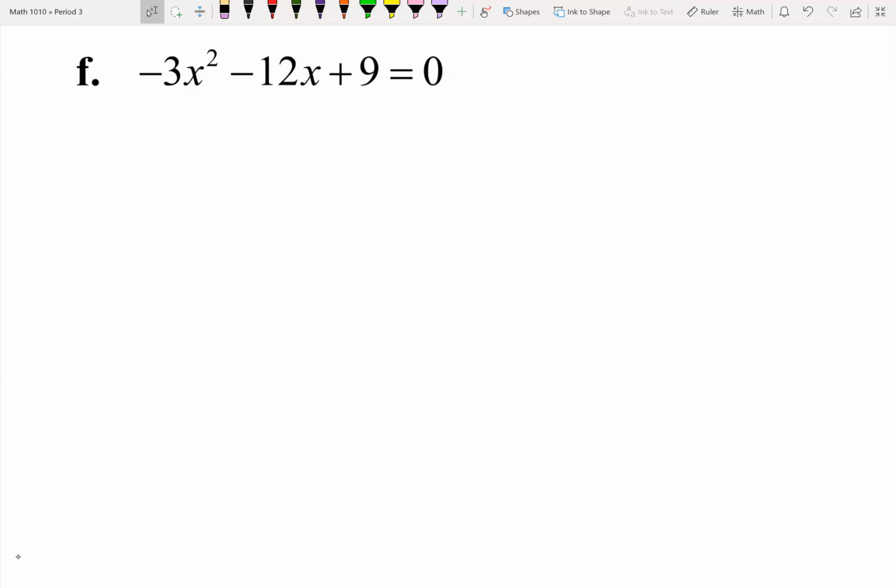Okay? Kennedy, what's our first step? Move your 9. Negative 3x squared minus 12x equals negative 9. Alexandra, is my next step 12 divided by 2 is a 6, 6 to the second is 36? No, what is it? We take out negative 3. Good. Should I take the negative 3 out of the negative 9? No, just the other side. So go negative 3, parenthesis.